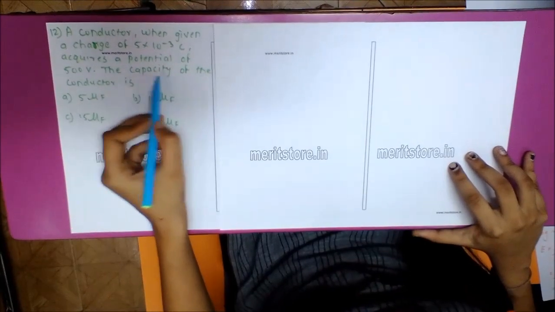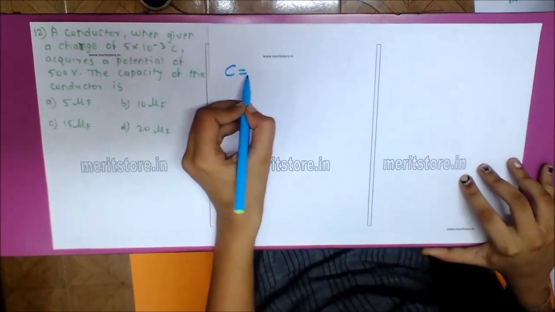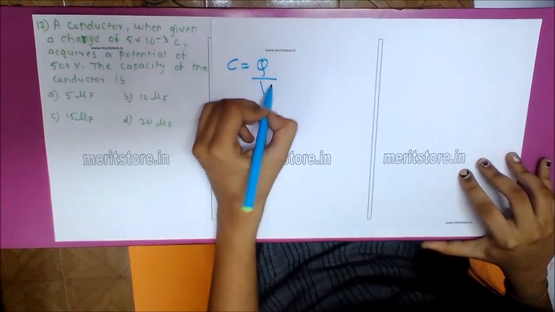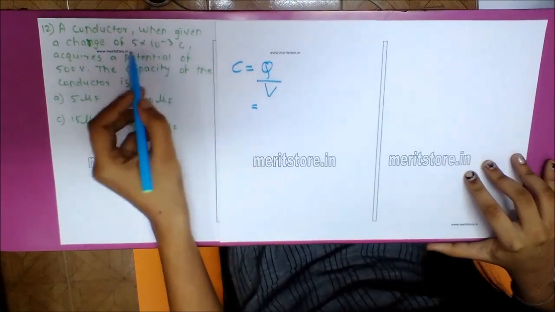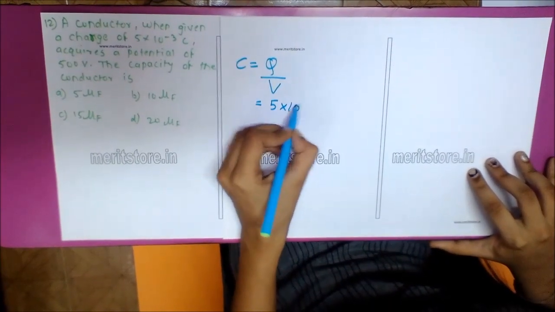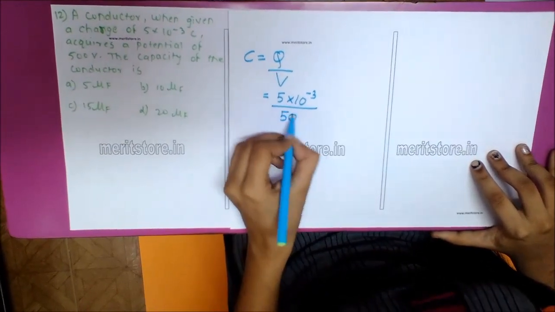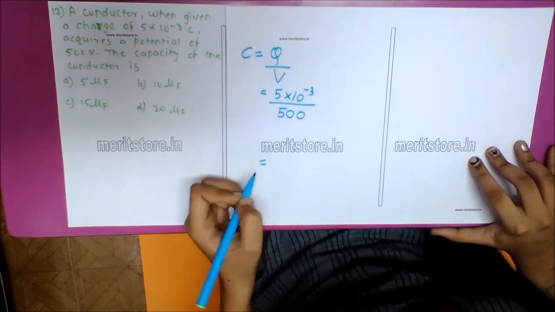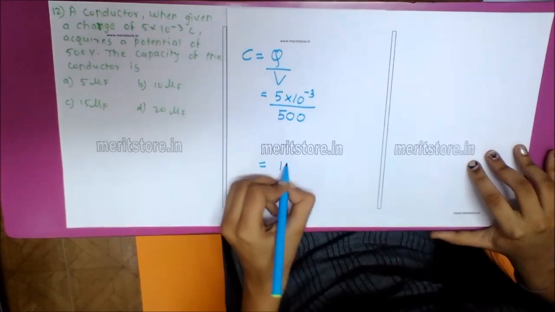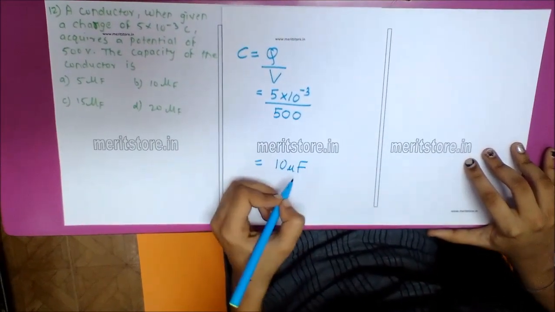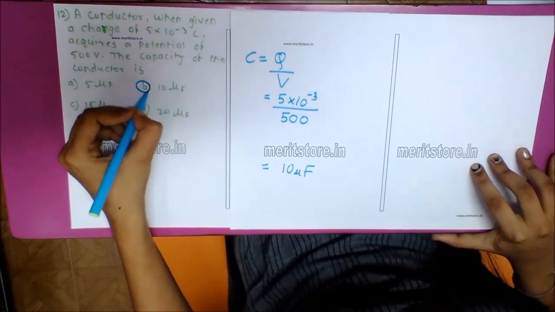We have to find capacity. The capacity formula is Q by V, where Q is given as 5 into 10 raised to minus 3 and V is given as 500. After solving this we get 10 mu F. 10 mu F is option B. Option B is the correct option.